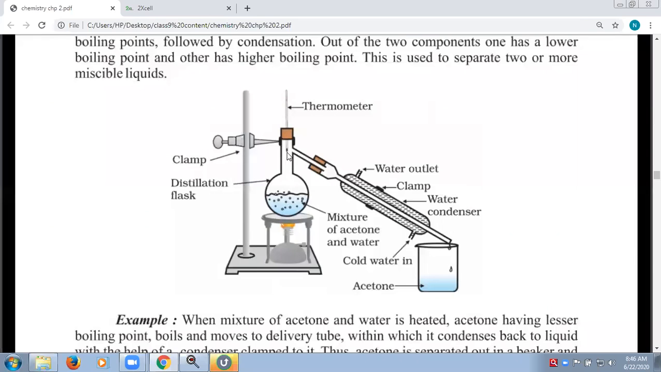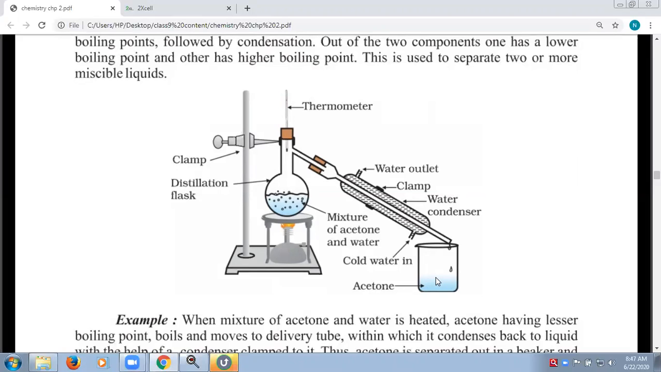So at 100 degrees Celsius, water will start boiling, and the temperature will remain constant at 100 degrees Celsius till every drop of water gets evaporated, leaving behind the solid salts in the distillation flask. The vapors of water will again pass through the condenser, and finally the liquid water is collected in the receiver. So this is how distilled water is obtained in the lab.